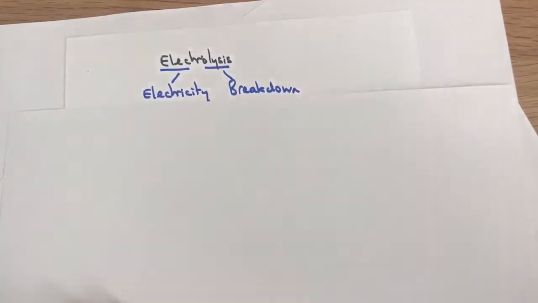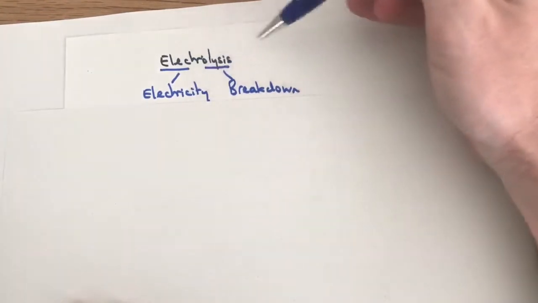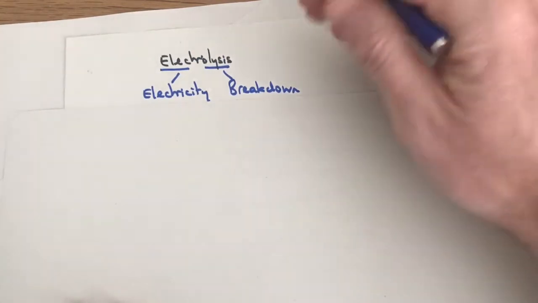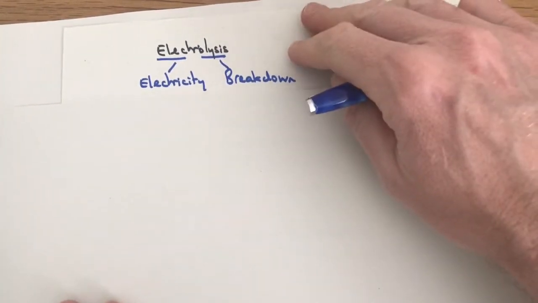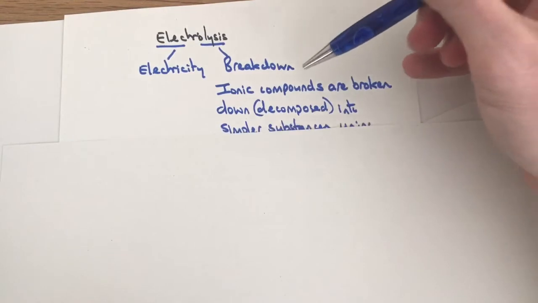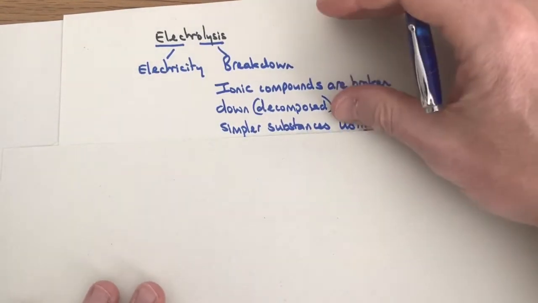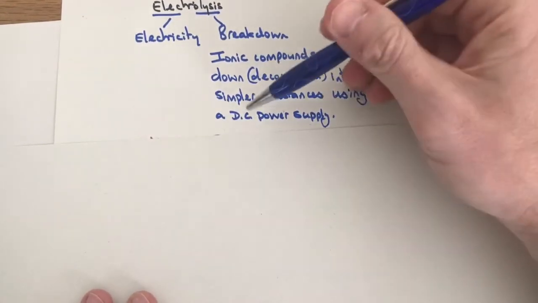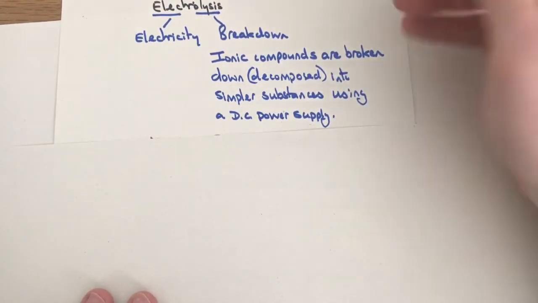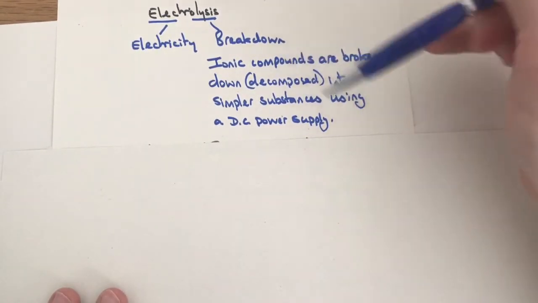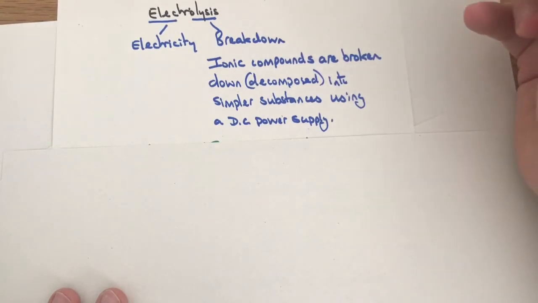Okay, to understand electrolysis, let's look at what the word means. Electrolysis: we're going to use electricity, and the word lysis means to break down, to break apart. So we use electricity to break down these ionic compounds in this process. Ionic compounds are broken down, or in chemistry words, decomposed, into simpler substances using, and this is very important, a DC, direct current electrical supply. So electrolysis is breaking down ionic compounds into simpler substances using a direct current power supply.